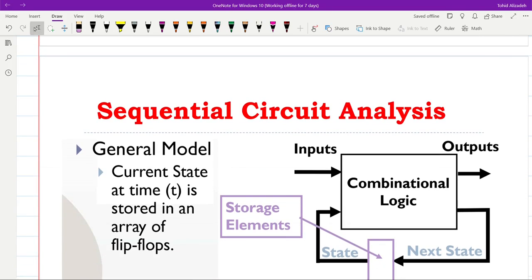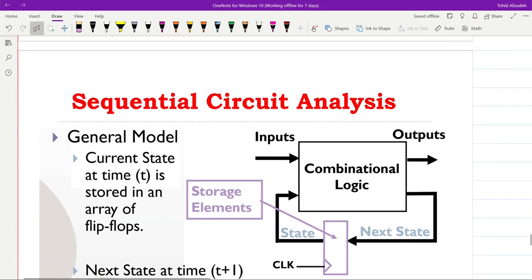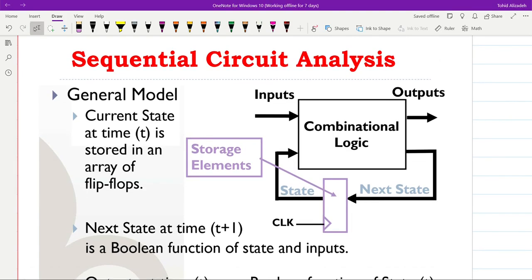Alright, let's start by having a look at the block diagram for the sequential circuit first, as we have already seen. Here we have the general model, with the combinational logic circuit at the core, and we have the storage elements here. The storage element is exchanging data with the combinational logic part. The current state is determined here, and the next state is what we get from the combinational circuit as the input to the storage elements. So the current state at time t is stored in an array of flip-flops.